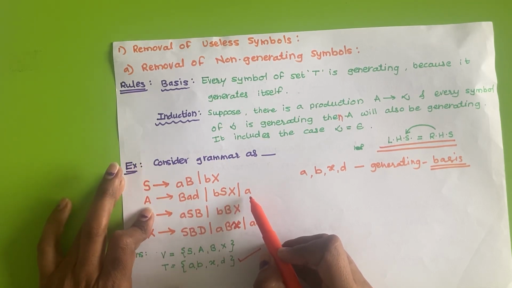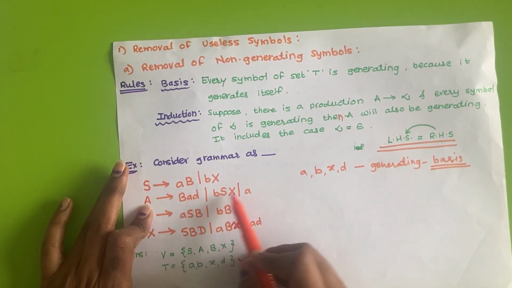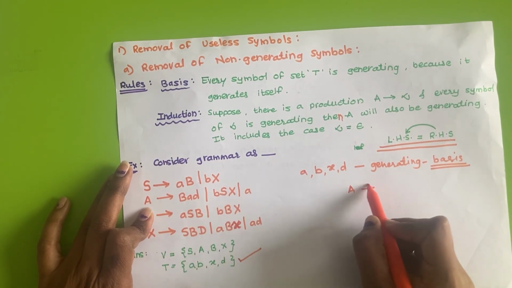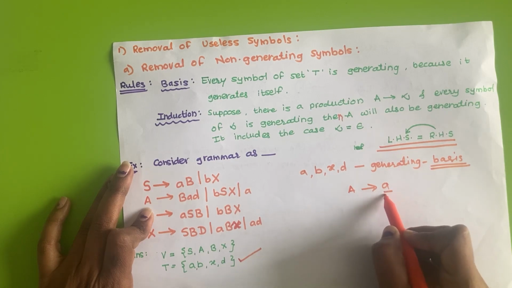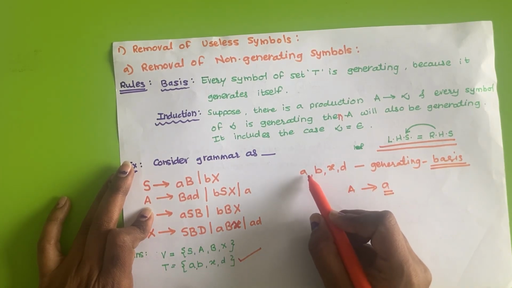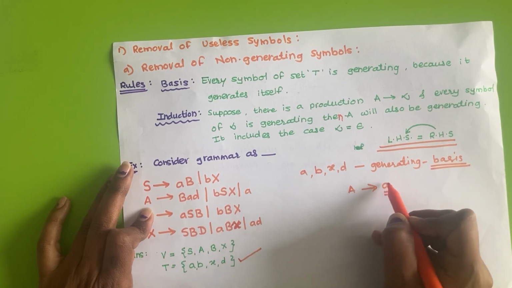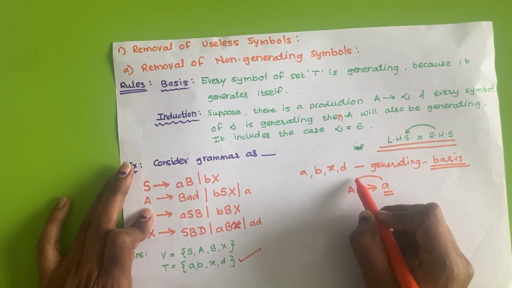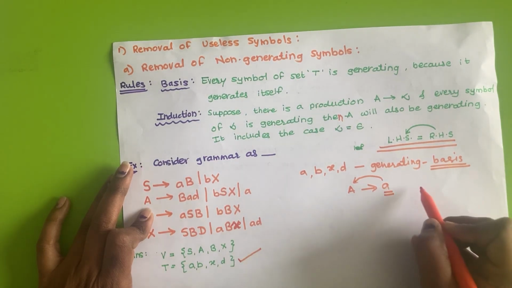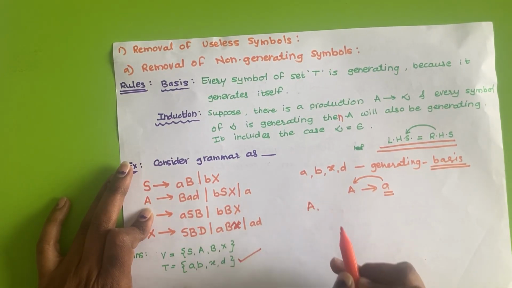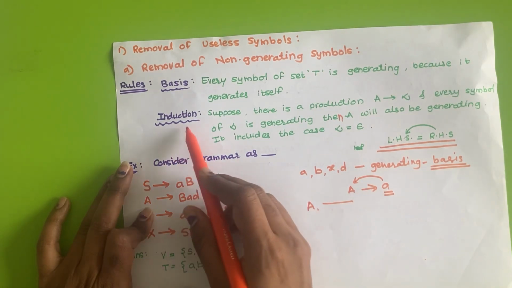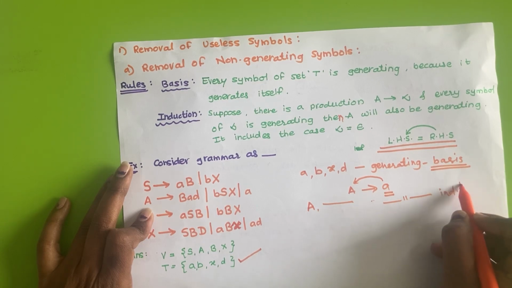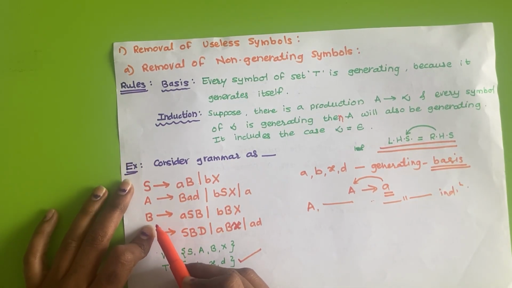But here we have the last production, that is capital A tends to small a. Here A tends to small a is the production and small a is a generating symbol according to the basis. If the RHS of the production is generating, then we can say its head will get generated. So A is also generating according to the induction. Now next we will observe the next symbol.